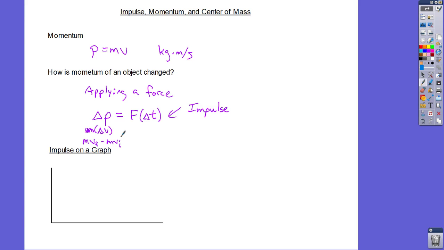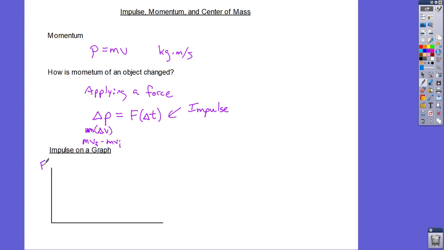So this is where things get interesting, when the momentum of an object changes. Remember, we saw many examples of where you could accomplish the same change in momentum with different forces and different times.